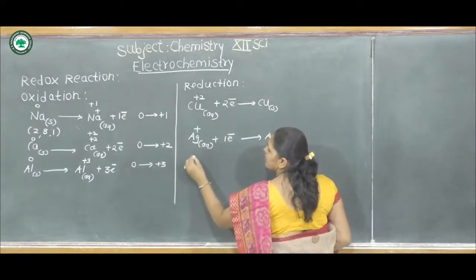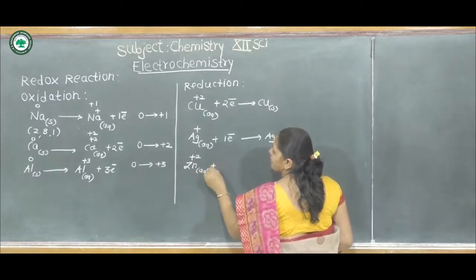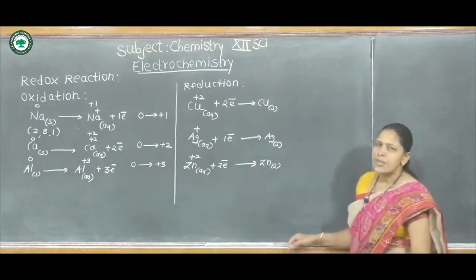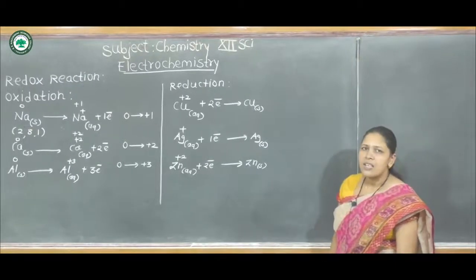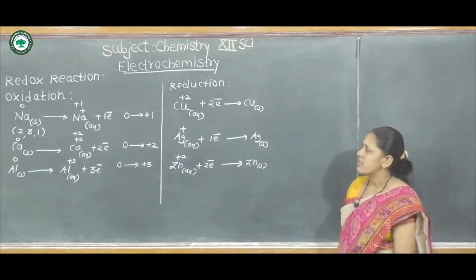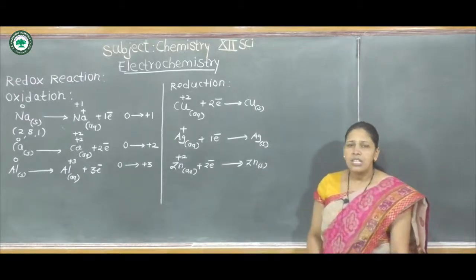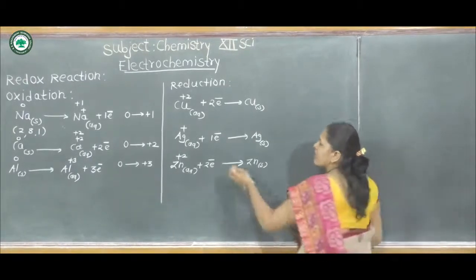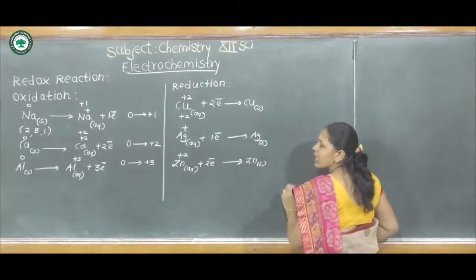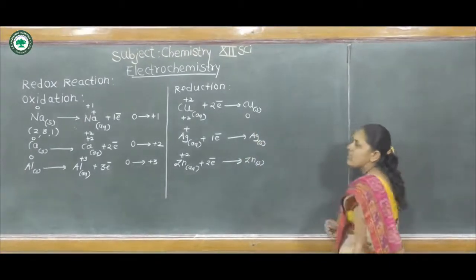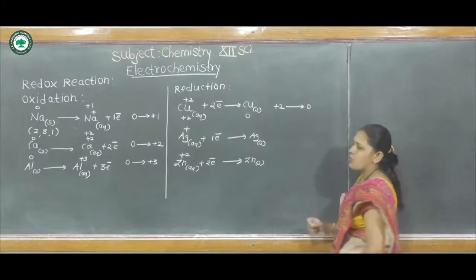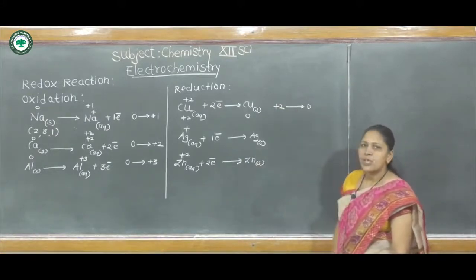And zinc 2+ ions accept 2 electrons to form zinc metal. In these three examples, electrons are accepted by ions. Therefore, it is called reduction. Another definition of reduction in terms of oxidation state. Look here. Copper 2+ has +2 oxidation state, and by accepting 2 electrons, copper has 0 oxidation state, that is, the oxidation state of copper 2+ ions changes from +2 to 0. That means it decreases, exactly opposite to oxidation.